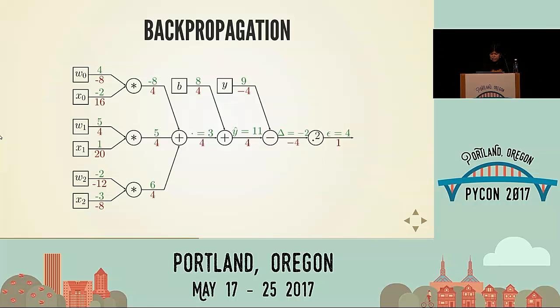And finally, we get that the gradient with respect to W0 is -8. And so we can just check, right? That's -2 times the delta, -2, times its corresponding x0, also -2. So that's -8. So that corresponds to what we did in NumPy.